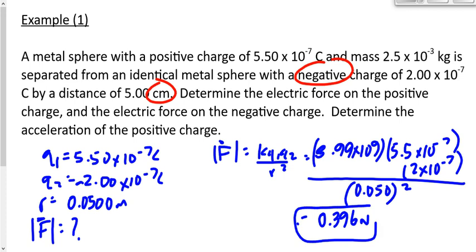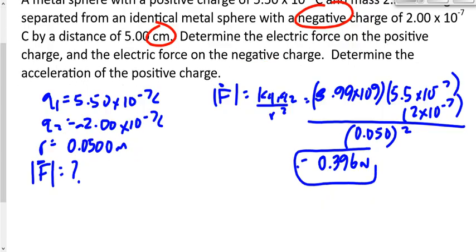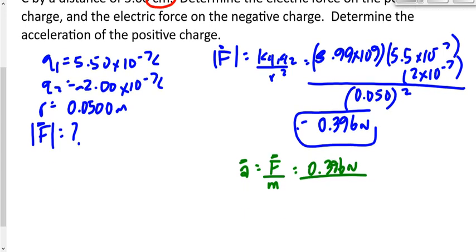All right, so what's the force on the positive charge? 0.396. What's the force on the negative charge? 0.396. Object A applies a force on B, object B applies an equal and opposite force on A. Finally, what's the acceleration of the positive charge? Whenever you're trying to find an acceleration in Physics 30, just say F over m. What was the mass? 2.5 times 10 to the minus 3.